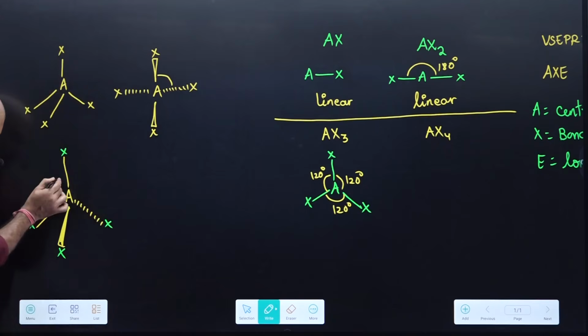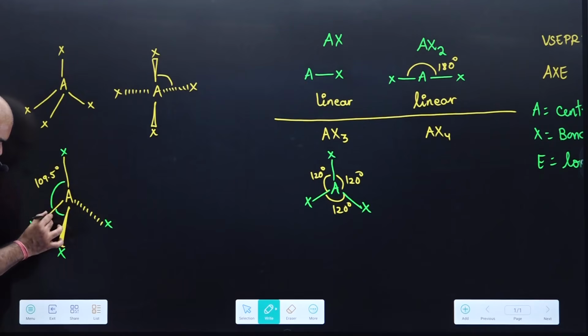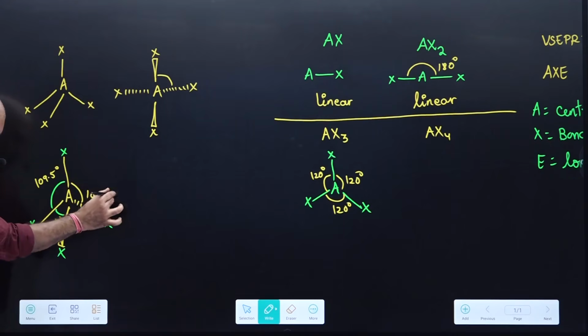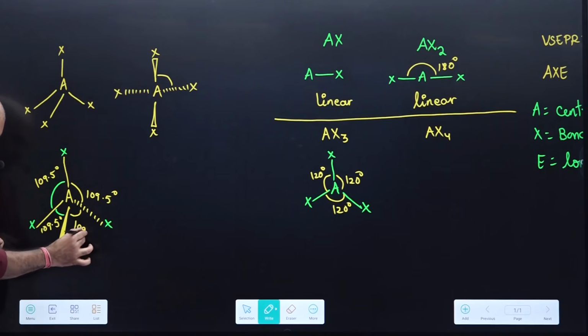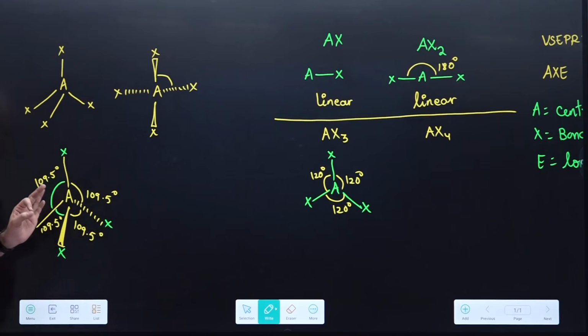So how it looks is, here the distance is looking larger, here the distance is looking short between the bonds. But wherever you go, it is 109.5 only. Here also it is 109.5 only. Don't get confused. Here also it is 109.5. This is also 109.5. On board, on paper it looks different. In reality it looks different. So in tetrahedral, any bond angle is one and the same.